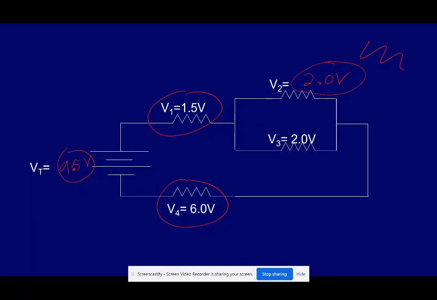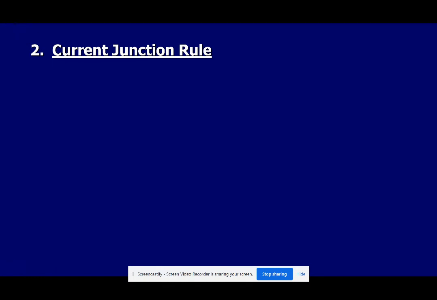But again, we're not going to get any harder than these combination circuits. So that is a rule that you can think about as you're doing these. The only other thing to learn for today and tomorrow, that's Monday and Tuesday, is the current junction rule. Now I mentioned really quickly what a junction was, and I'll try and show it to you again.